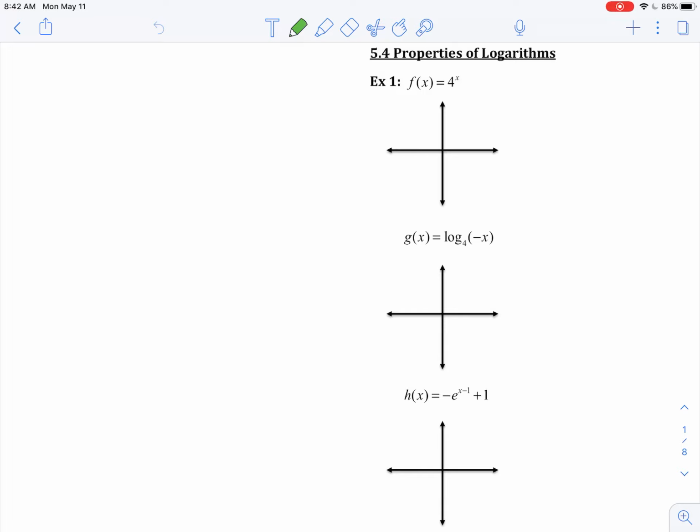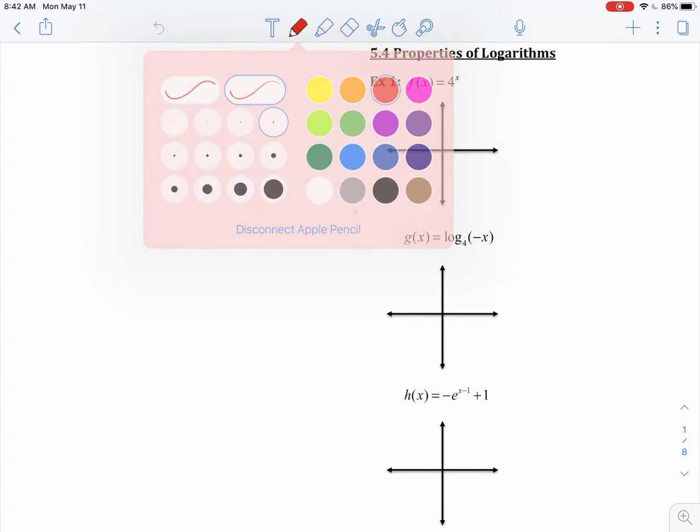Okay, gentlemen, we are moving on to 5.4. But before we look at 5.4, let's just do a quick review of some of our stuff with our logs and our exponentials. I'm going to leave the first two to you, and I'm going to jump down to h of x. Recall with h of x, we have our basic y equals e to the x graph.